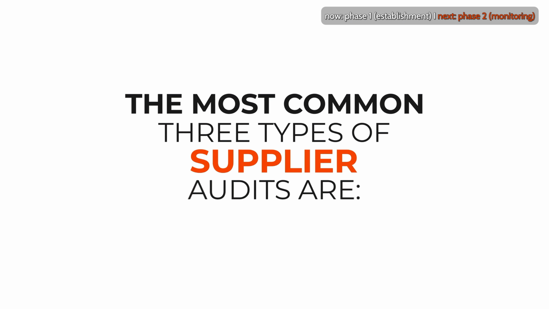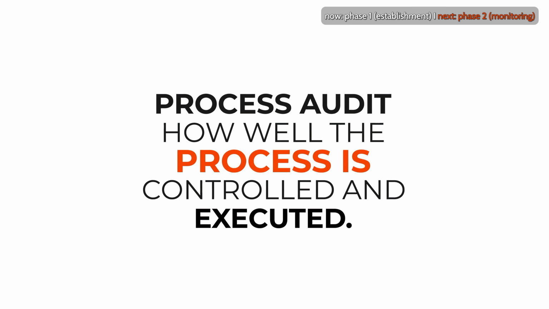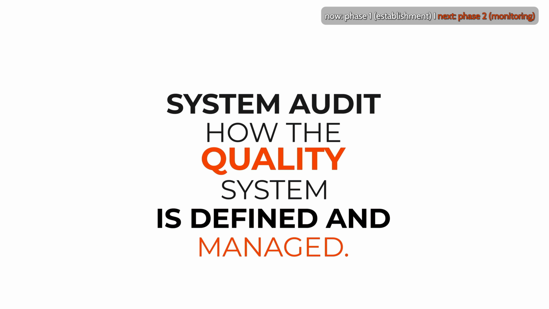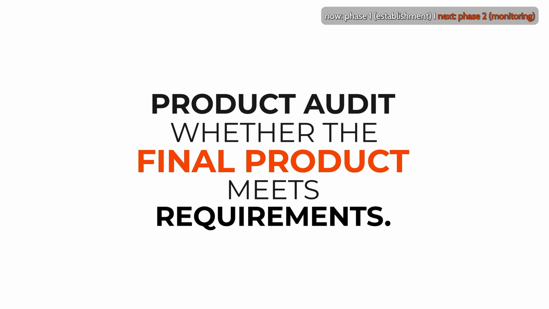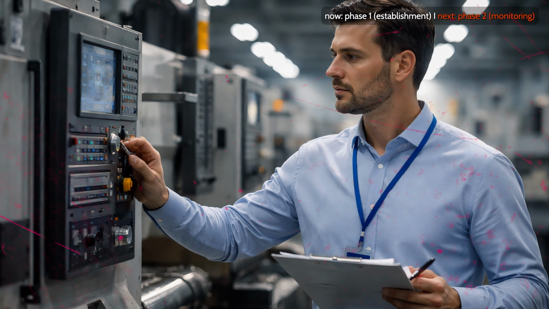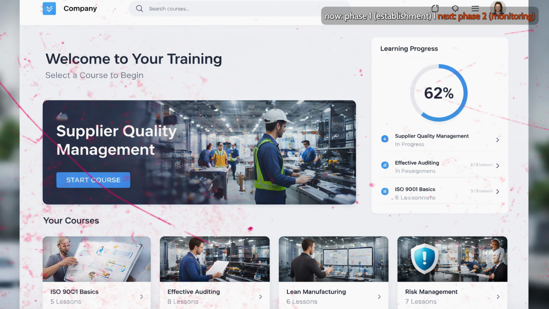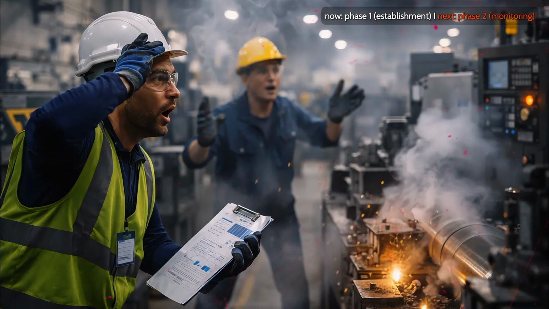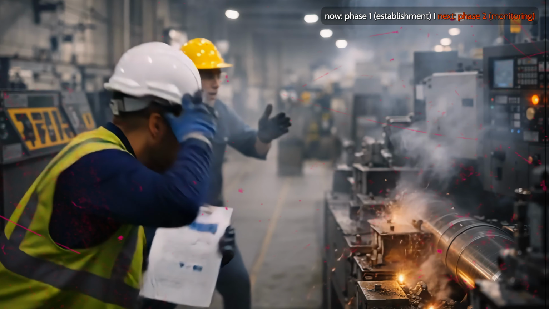The most common three types of supplier audits are process audit, how well the process is controlled and executed; system audit, how the quality system is defined and managed; product audit, whether the final product meets requirements. You verify process control, documentation, and capability. For more, watch the Supplier Audit Masterclass. If you skip this step, you are taking a blind risk.